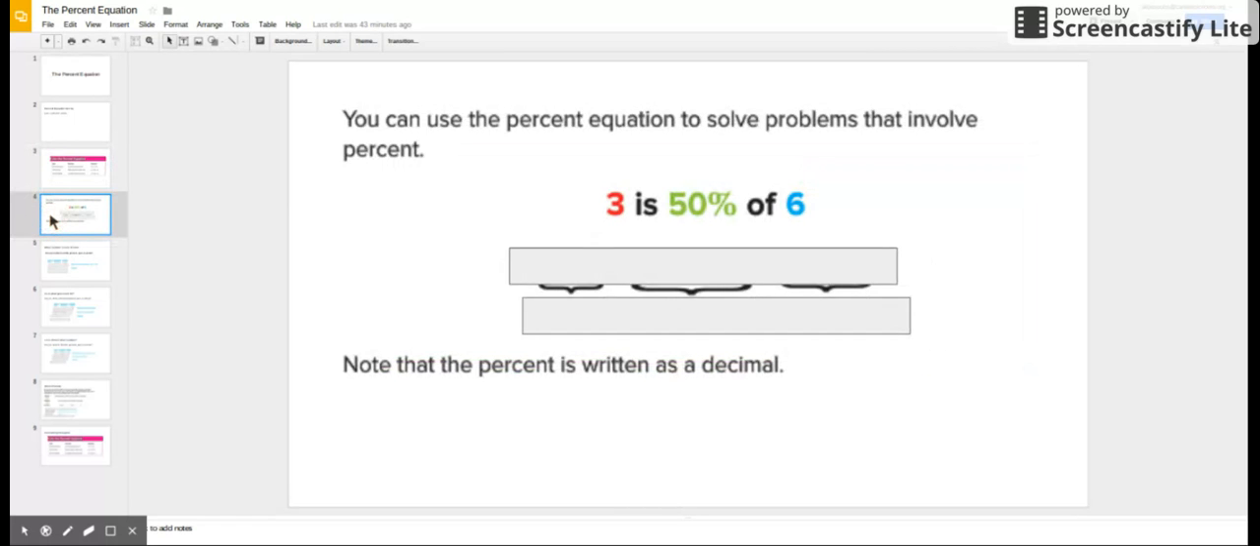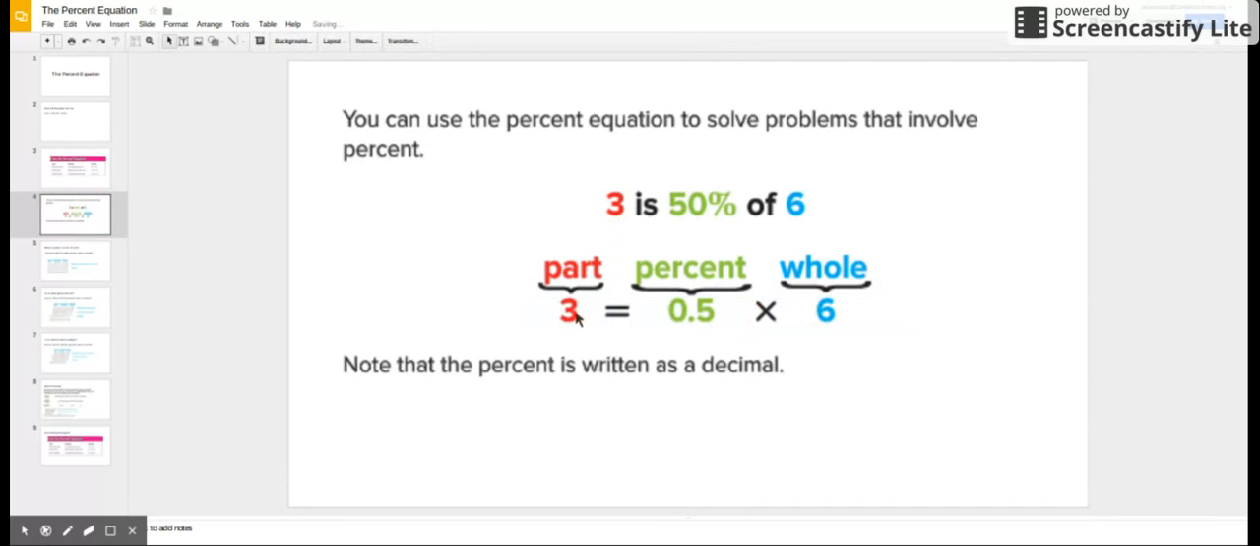Okay? So you can use the percent equation to solve problems that involve percent. So here is an example of that. 3 is 50% of 6. So set it up. Part equals percent times whole. Your part is 3. Your percent is 50, so move the decimal point over 2 spaces to the left. It'll be 0.5 times 6. Note that the percent is written as a decimal, okay? Once you do this, that's how you set up the problem.